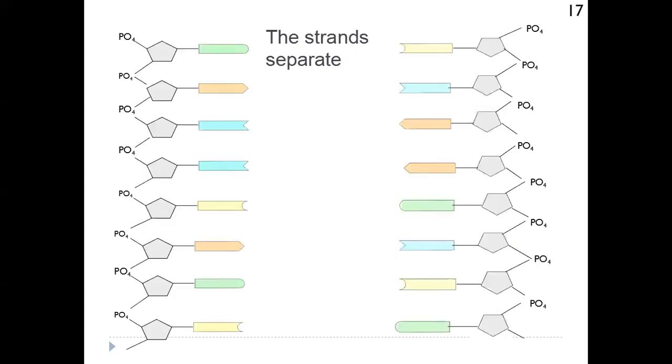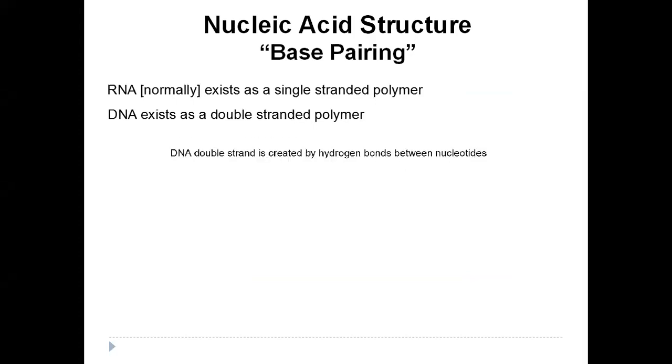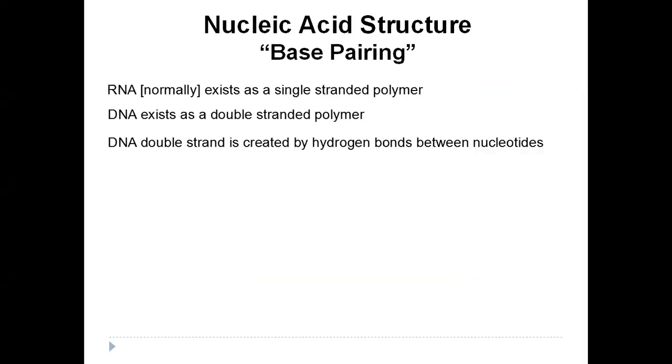So when you separate them, this is how they would look. They attach to each other because of the hydrogen bonds. The phosphates are at the end, then the sugar, with the nitrogenous bases in the middle, the sugars in between the phosphate and the nitrogenous bases. So RNA is usually a single strand. DNA is a double strand. The double strand is created by the hydrogen bonds between the nucleotides.